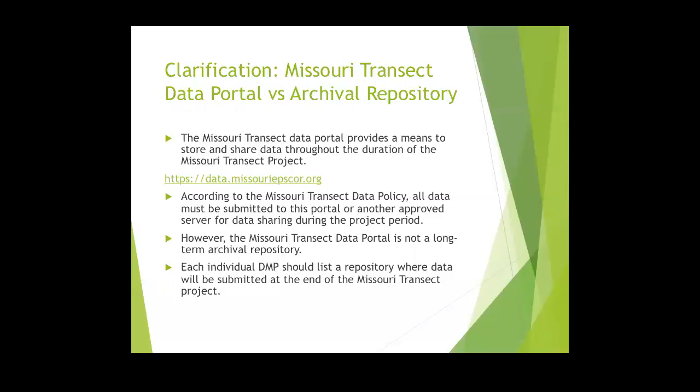And then if you go to our website and find our data policy, you'll find out that we are required to share our data. At some point, we need to make our data available to the public. It doesn't have to be immediately. It could be after publication. That's where you will decide at what point you want your data to be made available to the public, and you can include that in your data management plan. But in the meantime, even before it's available to the public, it's required to be available to all the Missouri Transect participants so that people can collaborate.